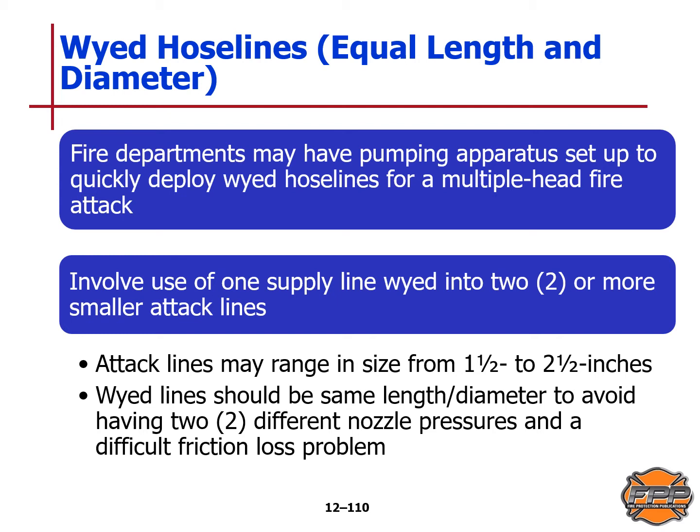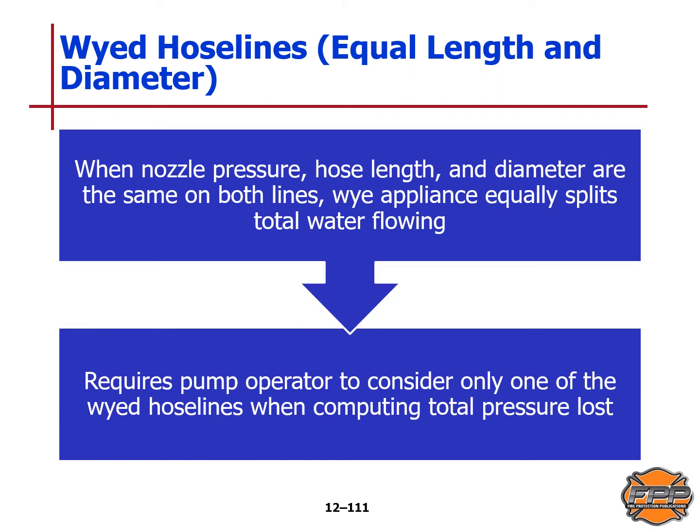Fire departments may have pumping apparatus set up to quickly develop wyed hose lines for multiple hose line fire attack. This involves the use of one supply line wyed into two or more smaller attack lines. The attack lines may range in size from 1.5 to 2.5 inches, and wyed lines should be the same length and diameter to avoid having two different nozzle pressures and a difficult friction loss problem. When nozzle pressure, hose length, and diameter are the same on both lines, the wye appliance equally splits the total water flowing. This requires the pump operator to consider only one length of wyed hose line when computing total pressure loss.